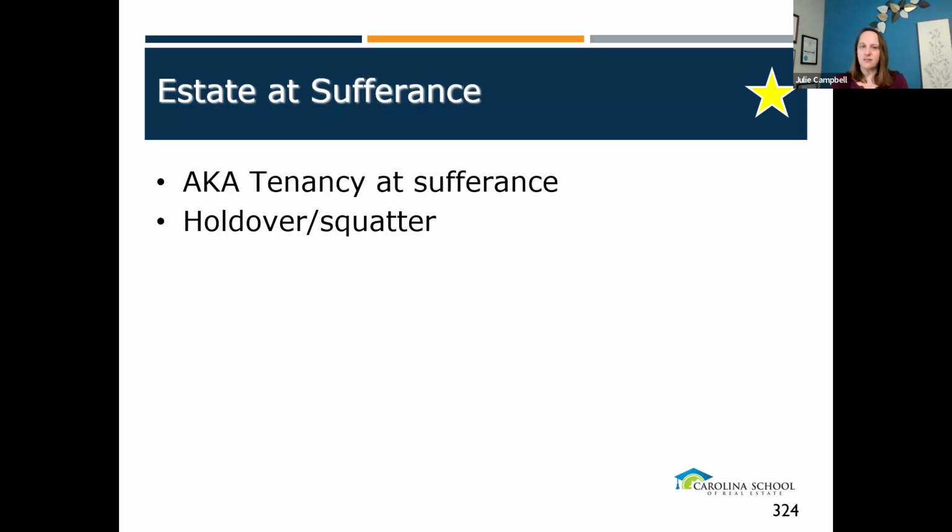So if the tenant doesn't want to leave, if we've got a squatter on our hands, the landlord has to go through the legal process to get them off. And I've heard from some of you in the past, some of you are landlords, that getting somebody off your property is not as easy as one would think, because it is a legal process.